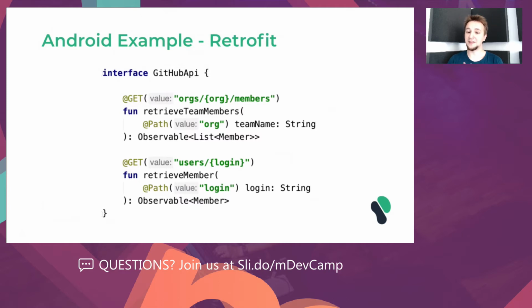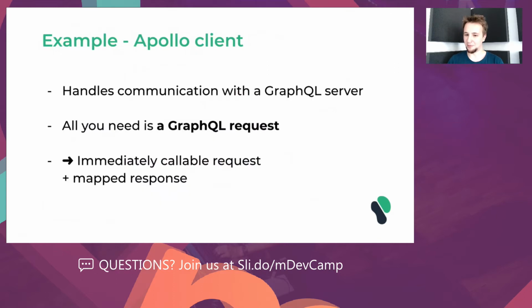All right, and I think there is one more example that takes this even one step further, and that is the Apollo client. Apollo Client isn't really a platform-specific tool. It is released for all the major platforms, and it does a very similar thing as Retrofit, but this time in communication with the GraphQL API server. Similarly to the Retrofit example, you just need a GraphQL request defined, and once the build passes, you can immediately call the request. You even have the response mapped to a Swift or Kotlin object.